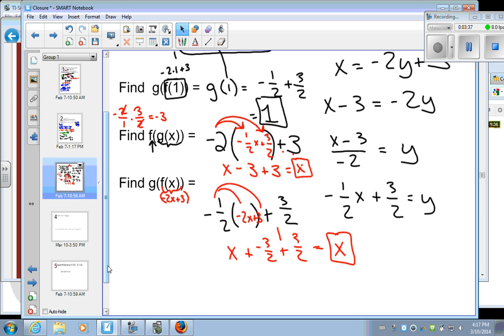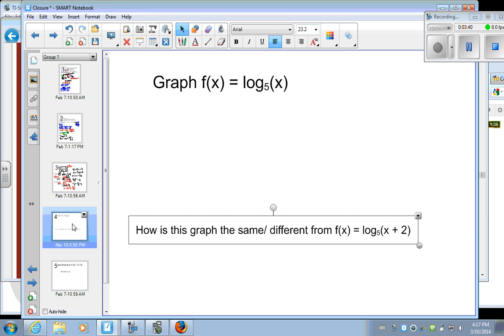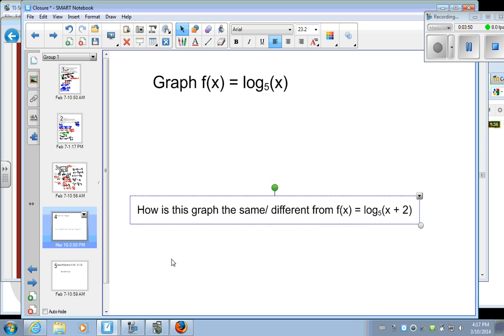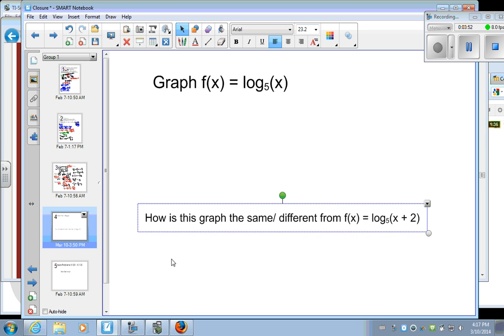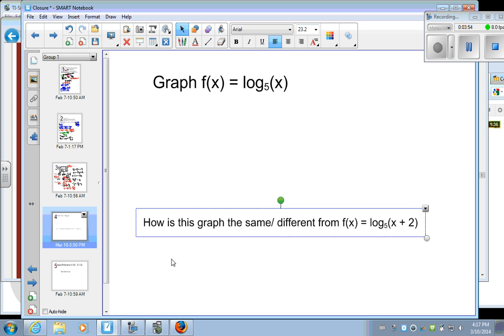All right, next problem you're going to work on is this one. You're going to graph f of x equals log base 5 of x. And then you're going to tell me how this graph is the same or different from log base 5 of x plus 2. I am going to recommend to you that you make an xy chart and maybe rewrite it in exponential form. Good luck.